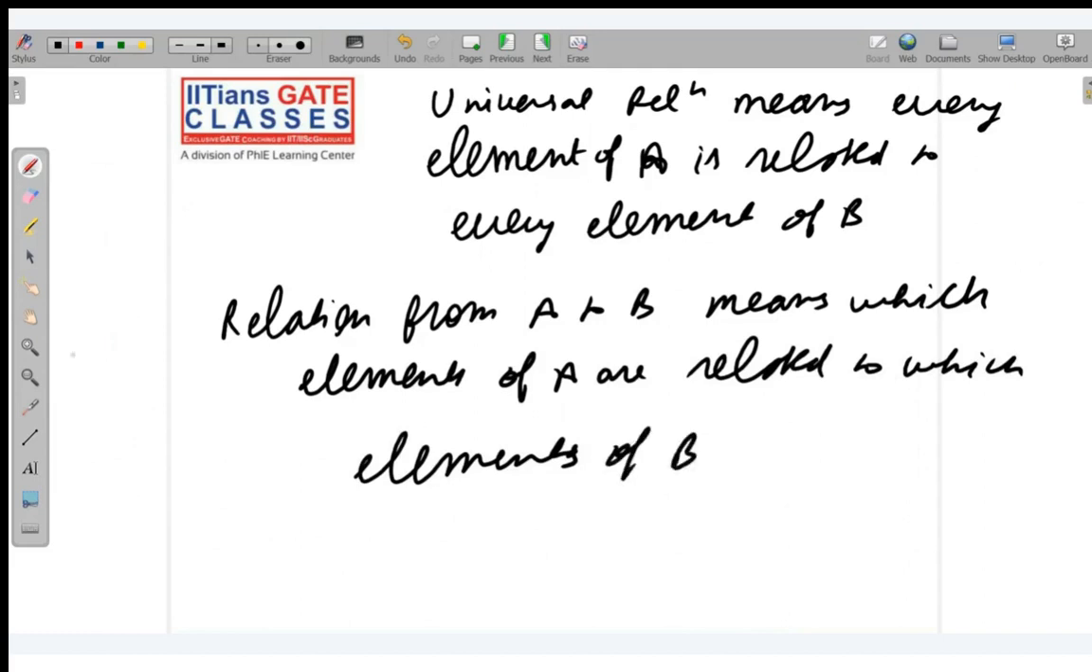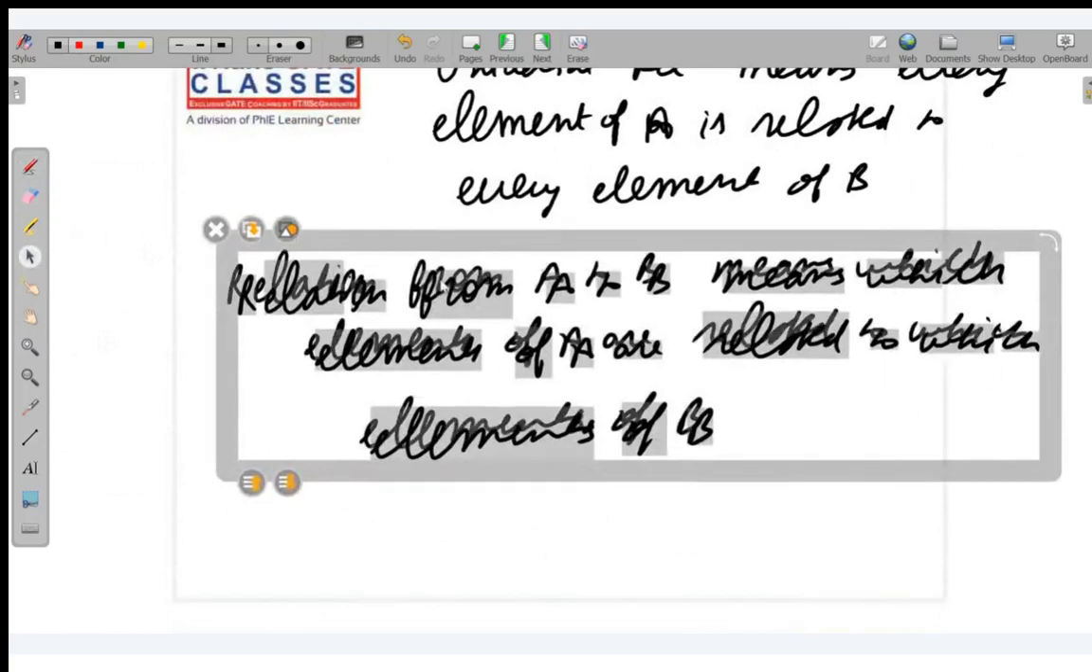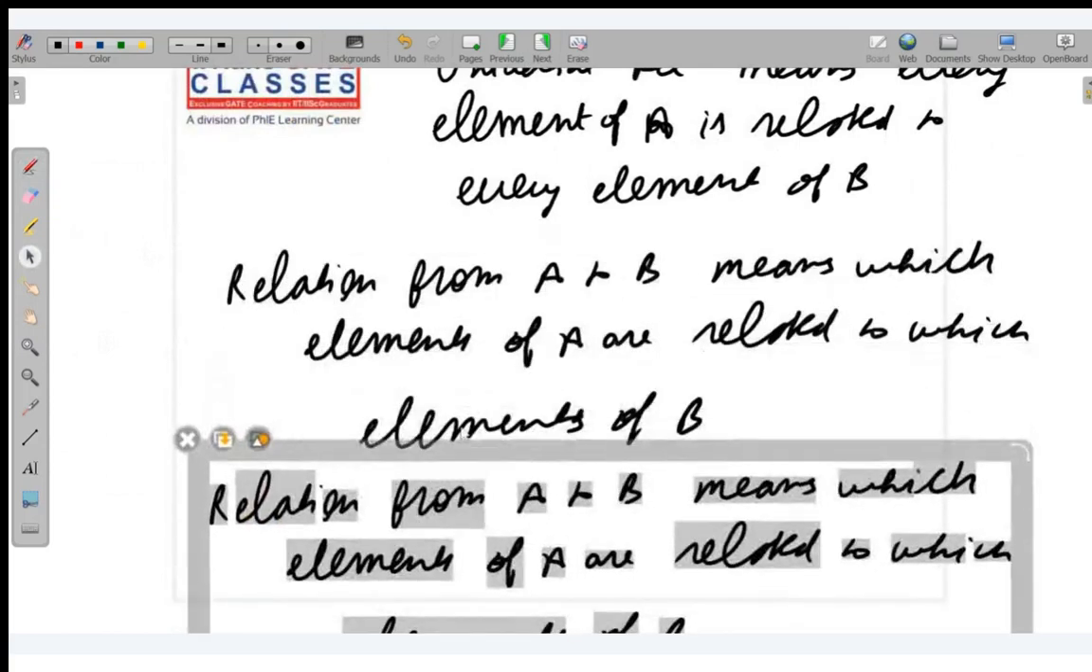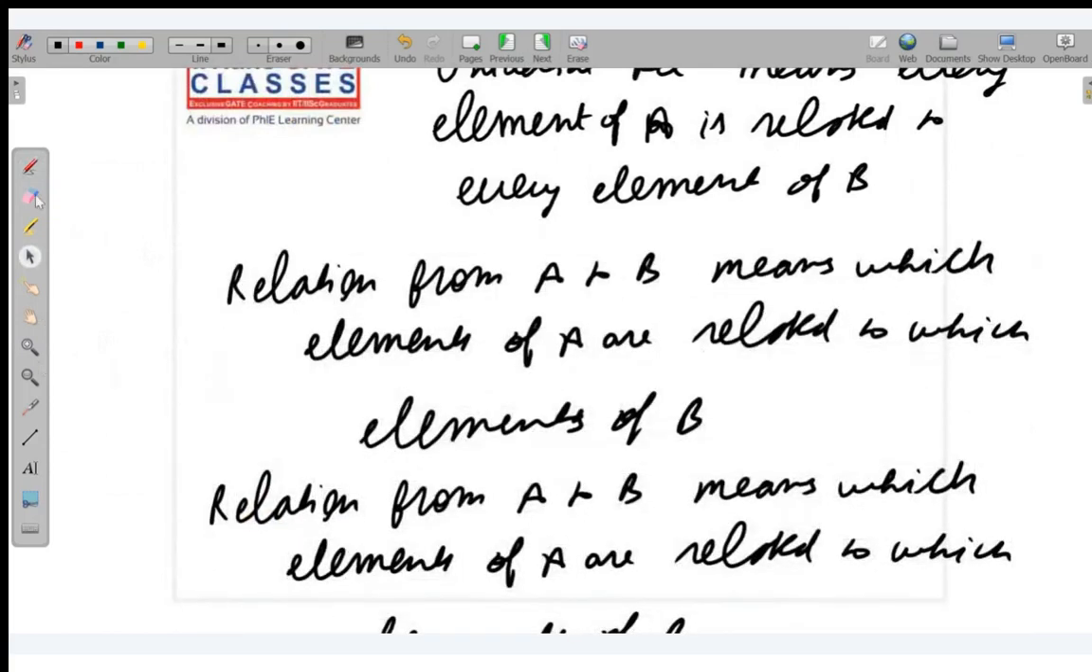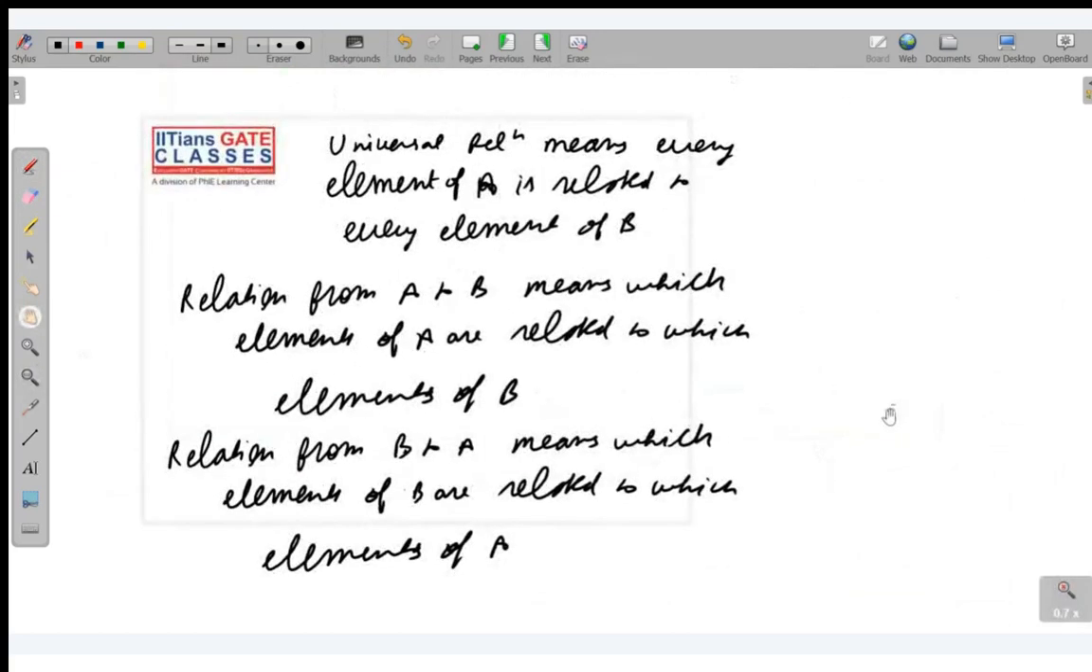Okay, and similarly I will copy this. Relation from B to A means which elements of B are related to which elements of A. Take snapshot. I will jump to the next slide.